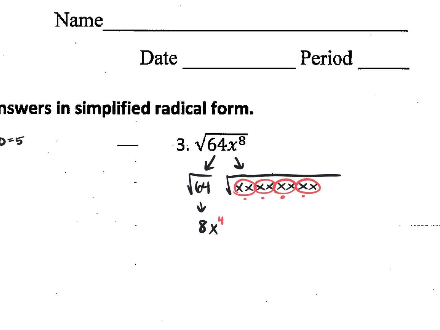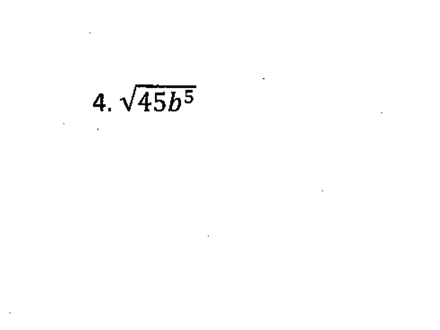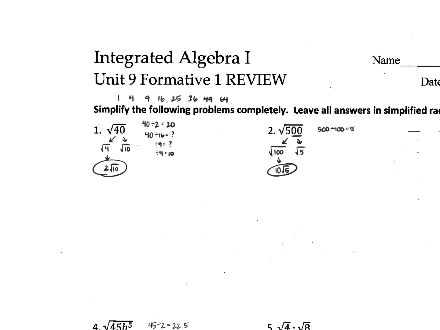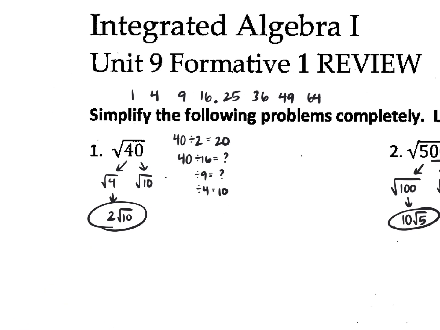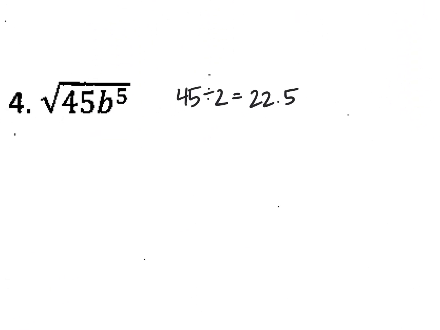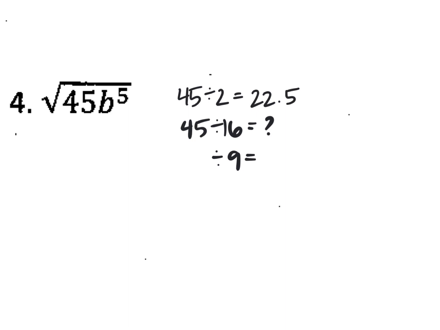Okay, number 4. Square root of 45. So we're looking for the biggest perfect square that goes in. If we're not sure, we can take that 45, divide by 2, gives us 22.5. That's our starting point to see where we're going to be able to check. So 22.5 is in between here as well, 16 and 25. So let's check 16 first. When I divide by 16, do I get a whole number? No, so I'm going to check 9 next. And that, in fact, does give us 5.